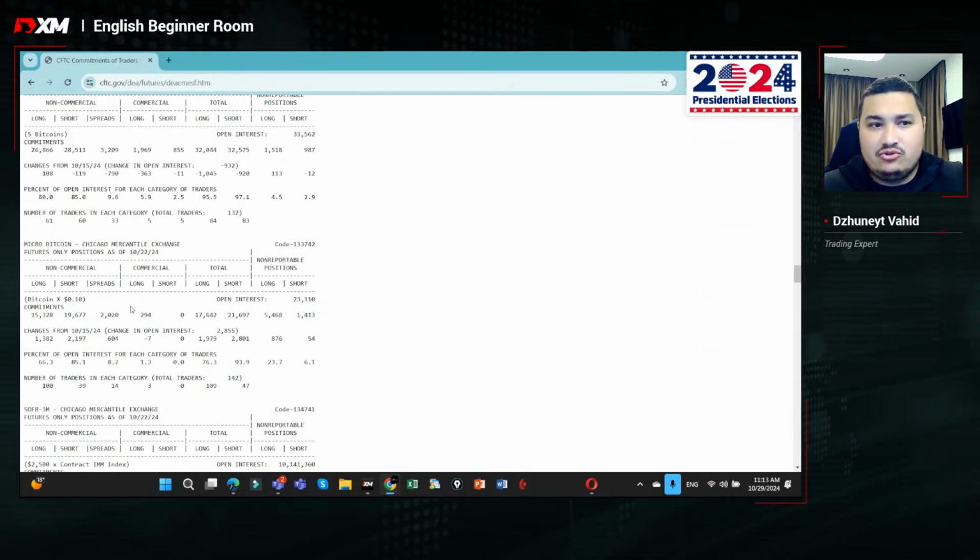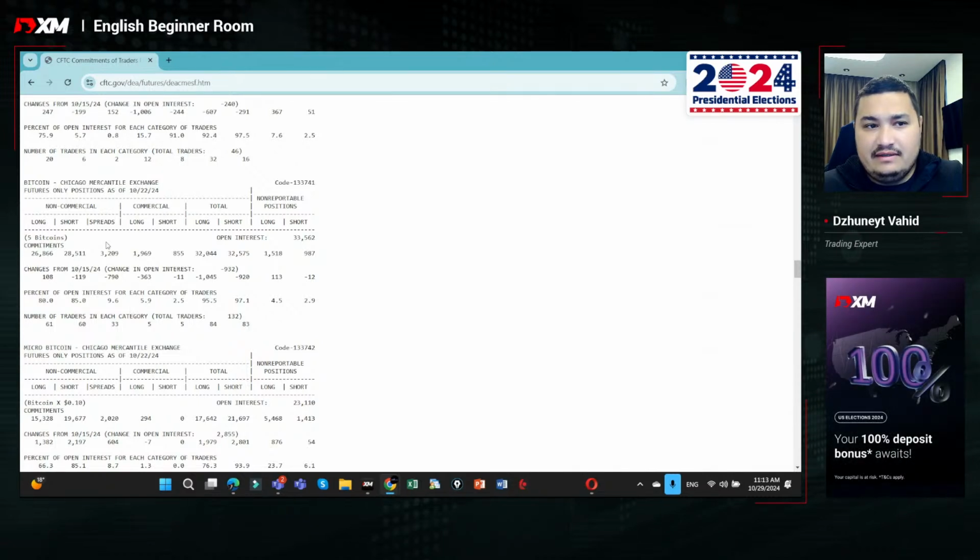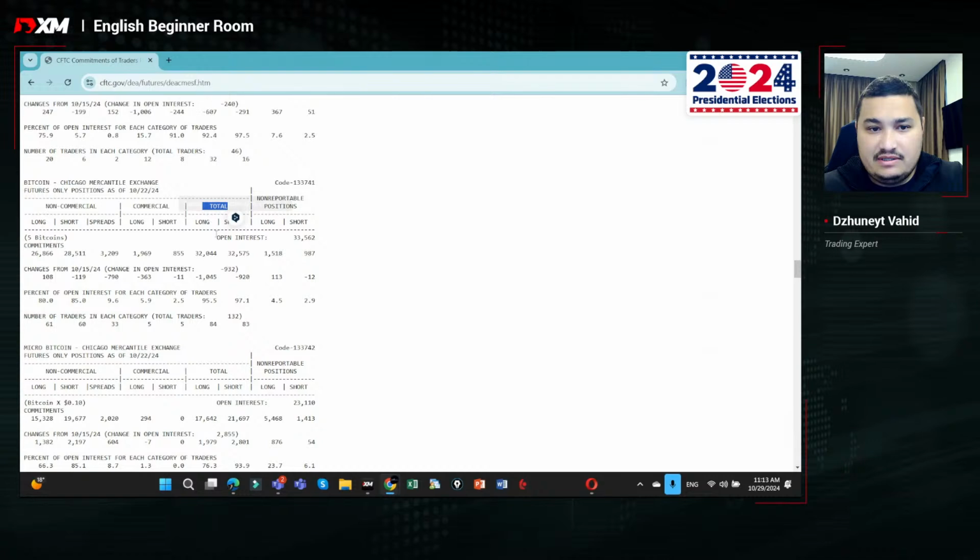Yes, there are instruments that we don't have data for. For example, this is Bitcoin. So that is COT. This is the futures only positions on the 22nd of October 2024. You have non-commercial, you have commercial, you have total net profitable positions where they have long positions, short positions. That's the spread in between long and short. This is the commercials, and this is the total positions.